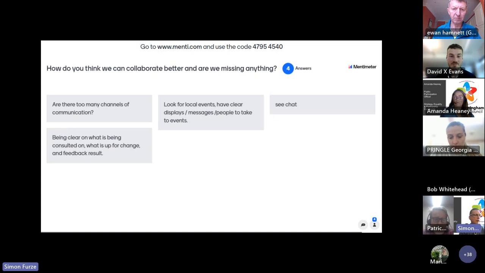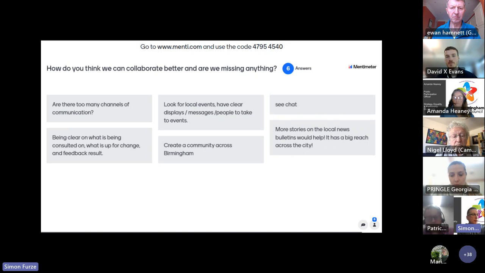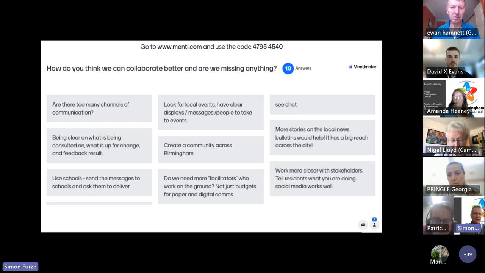My answer to that, Patrick, would be: if you had a magic wand and money, and we find innovative ways to do some of these things, believe you me, as a team, what would you want to be able to collaborate better? Some people have put there are too many communication channels. So maybe having something more focused, being clear what is being consulted on. And we argue that all the while. The word consultation sometimes comes way before it's actually a consultation. Actually it's about engagement, co-production, co-design, working in partnership rather than consulting.